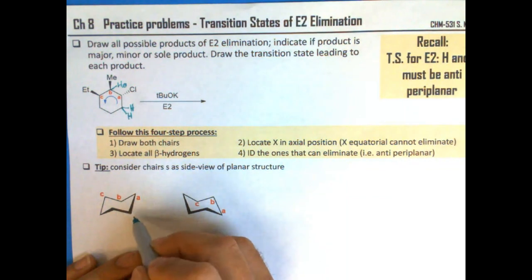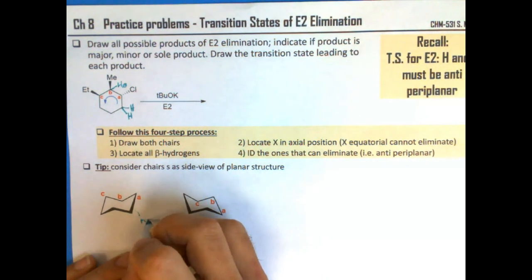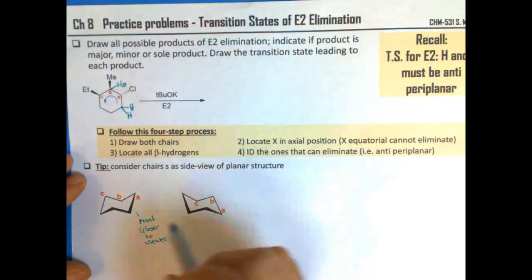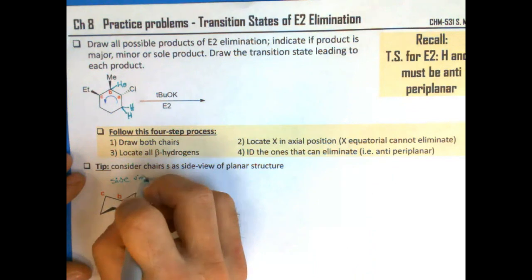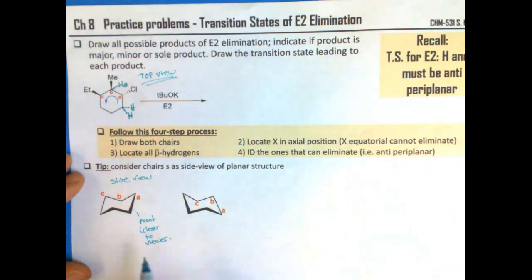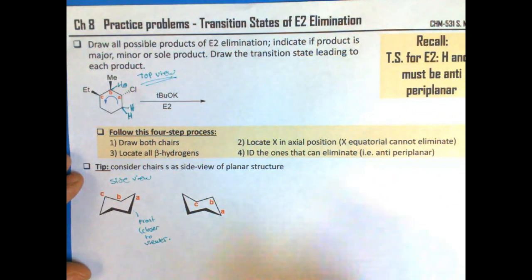This wedge line means this is in the front. This goes to the front, or it's closer to us, closer to the viewer. And so this is a side view, or edge-on view, of this planar structure, which can be considered a top view. So I urge everyone to please follow this process. It's a four-step process.